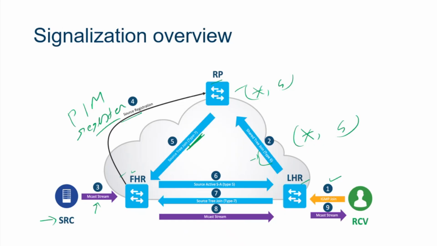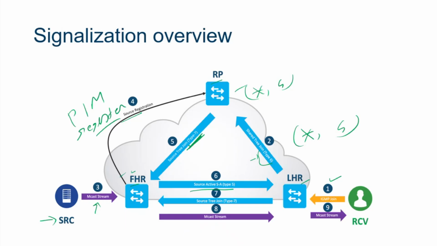And when FHR receives this type 7 route, what will it do? The first hop router will know that, okay, there are certain receivers. That's why somebody had sent me this type 7 route. So let me send this type 5 route informing everybody in the fabric that there is this source which is connected to me.